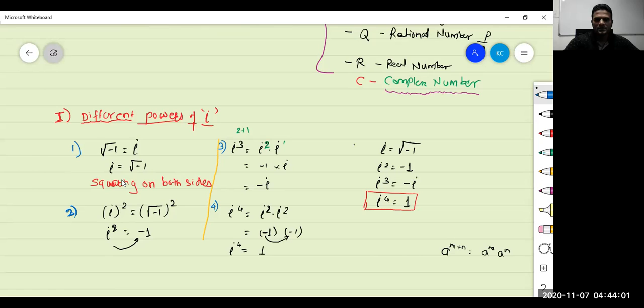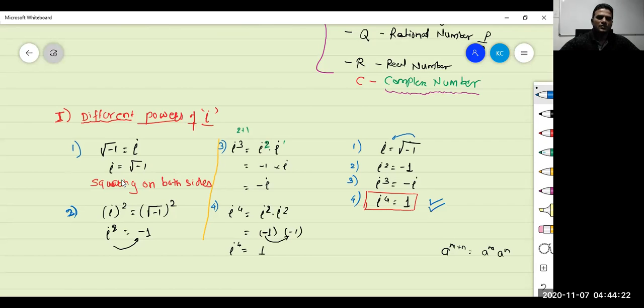This is first i, root of minus 1. So always use root of minus 1 as i. And then i square is minus 1, i raised to 3 is minus i, i raised to 4 is plus 1. So this is most important.